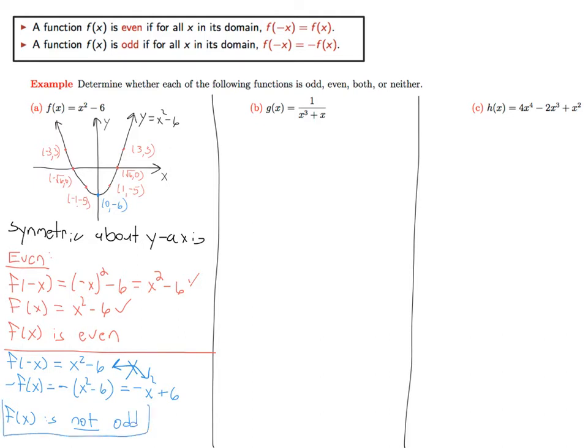Okay, so this part A, the function f was even, since f of minus x and f of x give me the same thing, but it is not odd. And so one observation that we can make, which holds in general, is that if a function is even, then the graph is going to be symmetric about the y-axis.